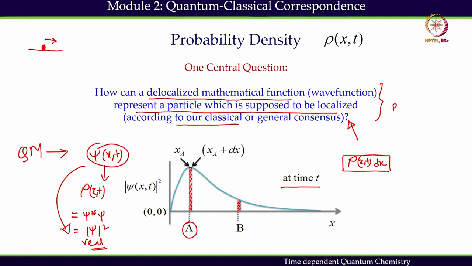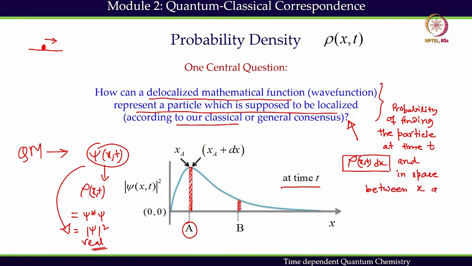So this is something which I should write down. This is called probability of finding the particle at time t and in space between x and x plus dx interval. So, this is actually giving me the probability of finding the particle at time t and in the space between x and x plus dx interval. That is the probability of finding the particle, and this is nothing but the area.